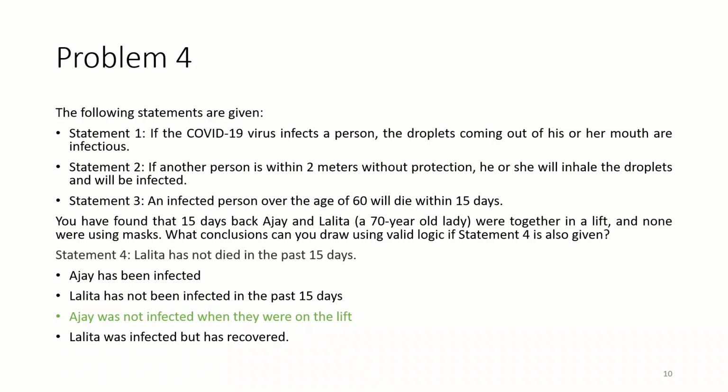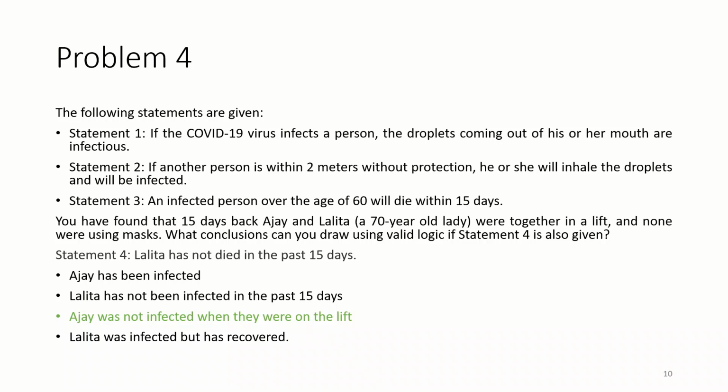But it says Lalita has not been infected in the past 15 days. So how do we come to this conclusion? Which method are we using, a Venn diagram? I just want to know what method we are using here, because Lalita could have been infected in any other way. It's not written that only one day she went in the lift and was with somebody. She must have contacted so many other people. If we have those possibilities, essentially we can't tell.